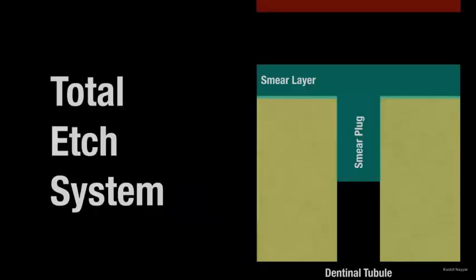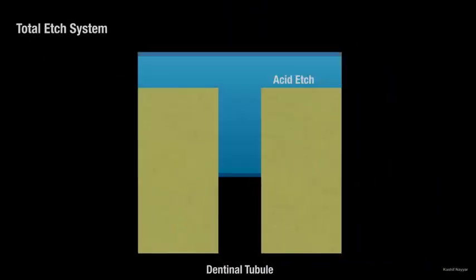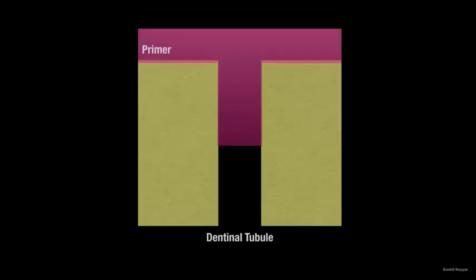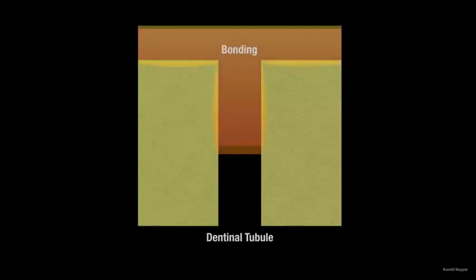Okay, so let's look at the mechanism of the Total-Etch system. What is going on in the Total-Etch system? We are using the acid etch inside the dentinal tubules. The whole smear plug is completely removed, leaving this empty tubule. The primer is then applied on the surface. The primer also penetrates inside the tubules, and whenever the bond is applied, the bond penetrates following the primer, and upon curing you get a reliable bonding.